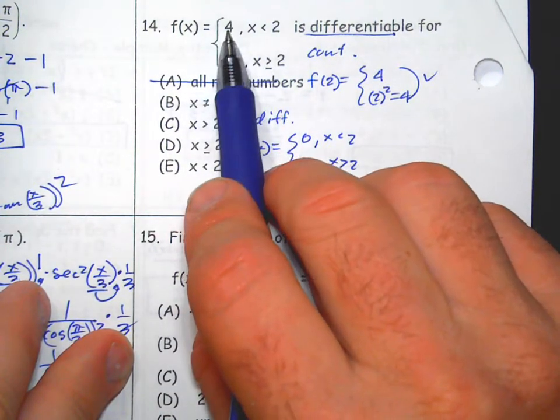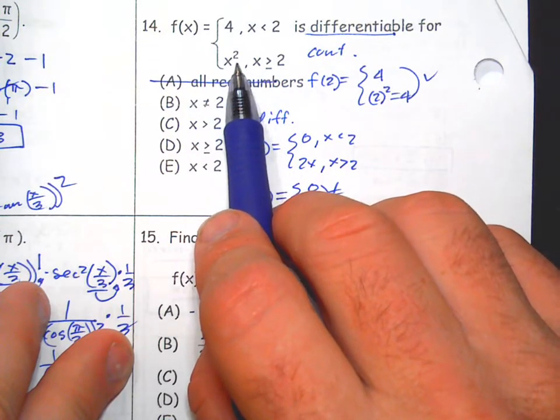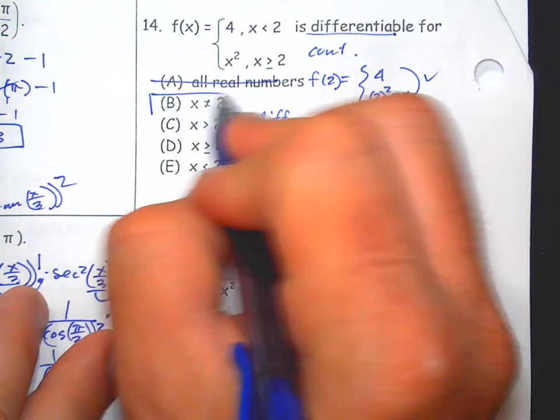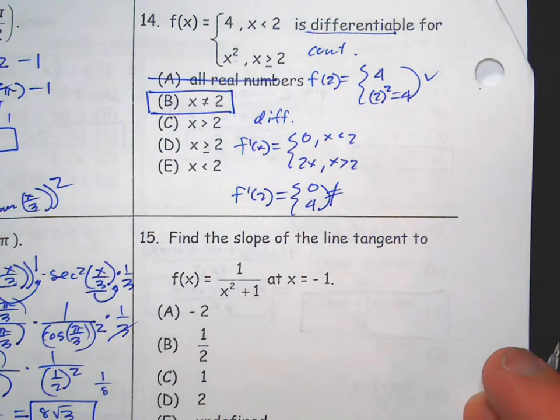Now, this is a horizontal line, which is differentiable. This is a parabola, which is differentiable. So it's differentiable everywhere except for 2. So one way to describe everywhere except for 2 is to say x can't be 2.